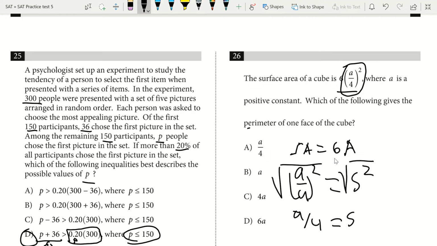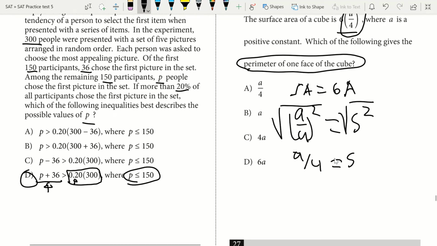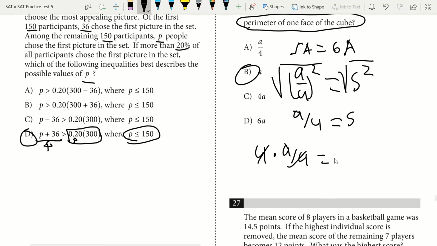And now I'm asked for my perimeter. I can use that side length to find the perimeter because all the sides are the same. So I'm going to have 4 sides times my A over 4, which gives me my perimeter. Right, so for the perimeter of one face of the cube, I got 4 times A over 4. My 4's will cancel, and I'm left with A. So my answer is going to be B.